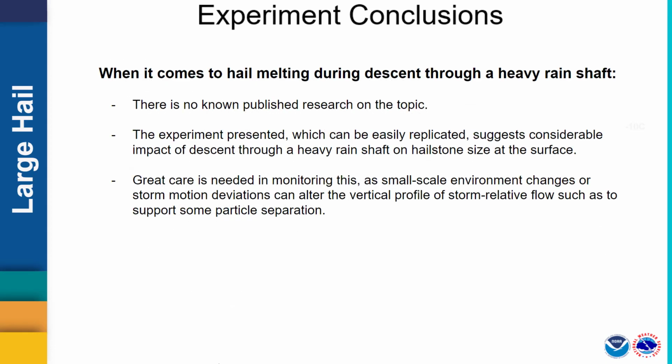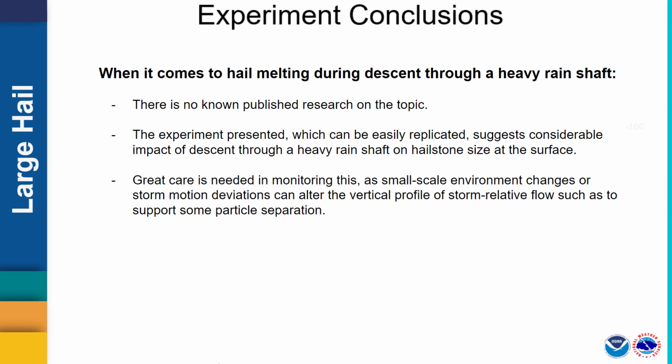One point with regard to hail melting during descent through a heavy rain shaft. There is no known published research on the topic. There's no research on simulations about this. The experiment I presented, which can be easily replicated, suggests considerable impact of descent through a heavy rain shaft on hailstone size at the surface.